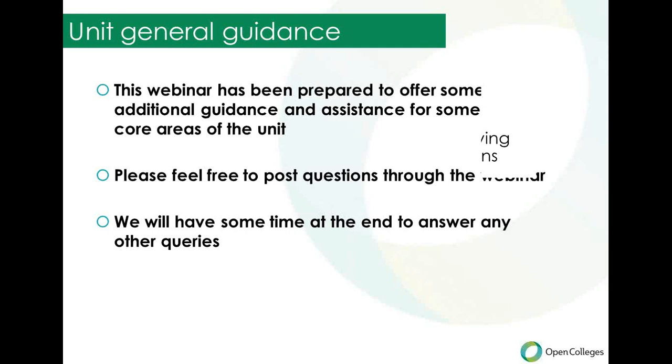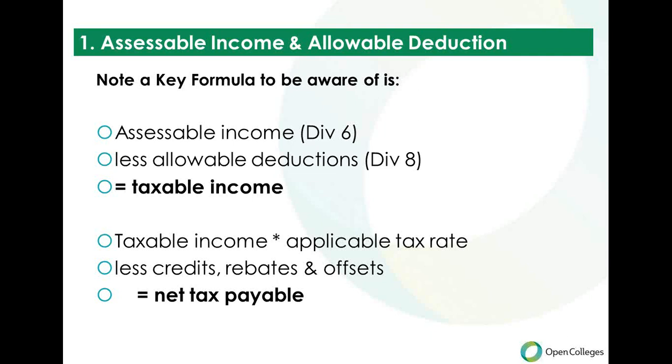We're going to start with some of the fundamentals of Australian income tax, and that relates to the basic formula to be aware of: assessable income less allowable deductions equals taxable income, and that taxable income multiplied by the applicable tax rate less any credits, rebates and offsets that are applicable gives you the net tax payable.